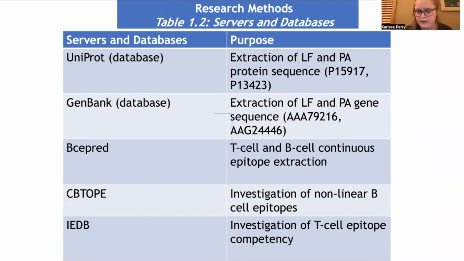BCPred was used to predict T cell and B cell continuous epitope extraction. CBTOPE is used for investigation of nonlinear B cell epitopes, which are also like the discontinuous epitopes. So ones that are nonlinear could be circular or jump from one section to another section. IEDB was used for investigation of T cell epitope competency. So if a T cell epitope isn't useful or isn't competent, isn't going to work properly, then this server was used to check, is this epitope actually plausible?